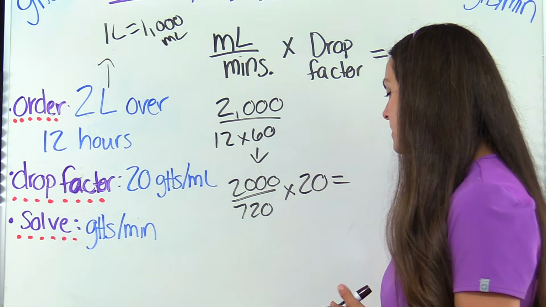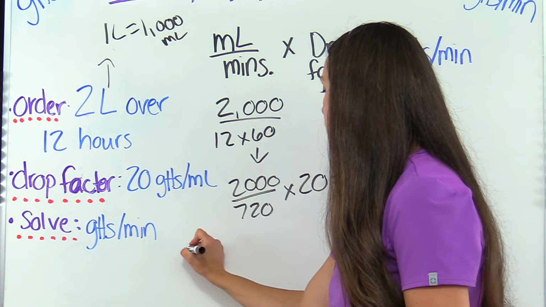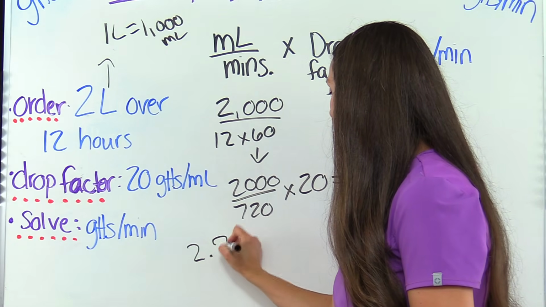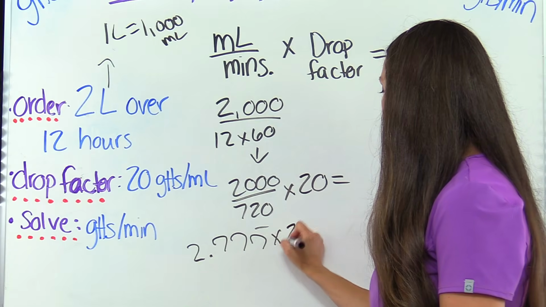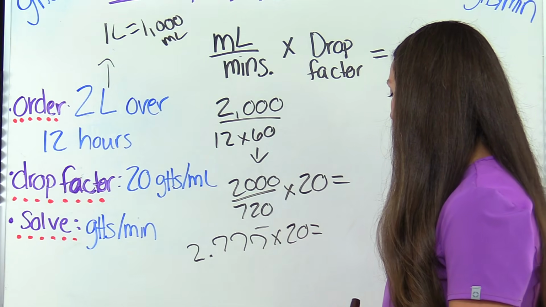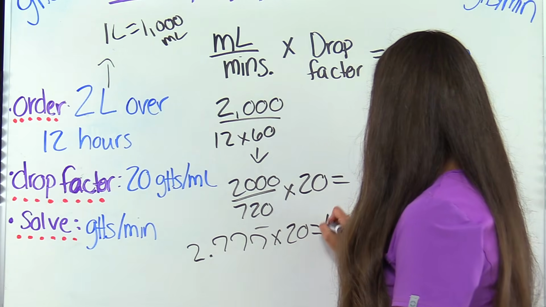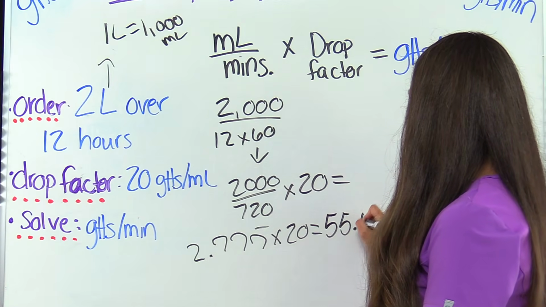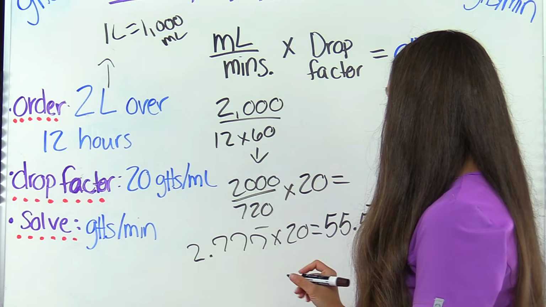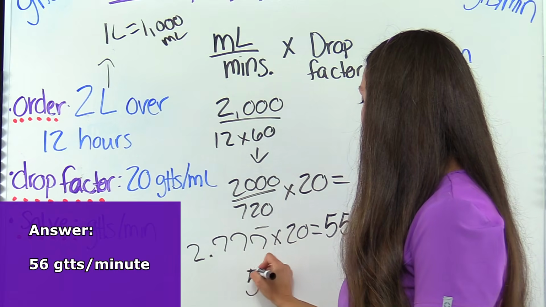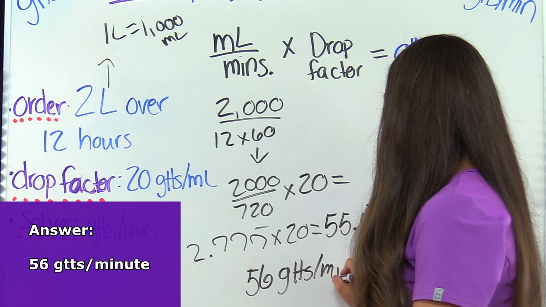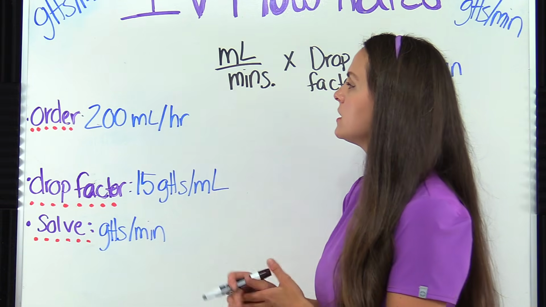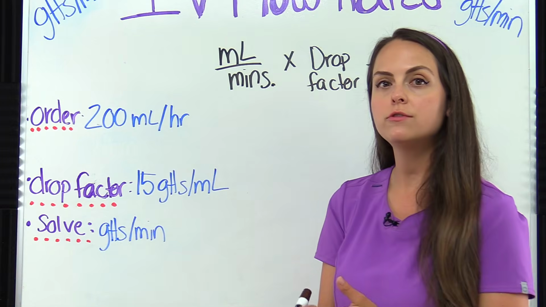2,000 divided by 720 gives us 2.7777 repeating, and then you multiply that by 20. That is going to give you an answer of 55.55 repeating, and we round to the nearest whole number, and that gives us 56 drops per minute, and that is our answer.